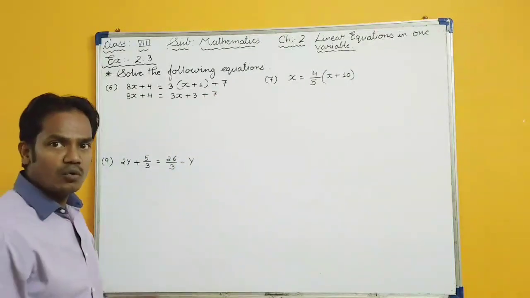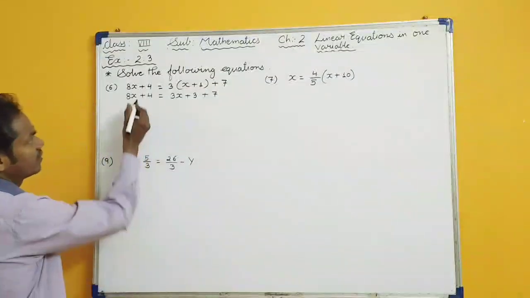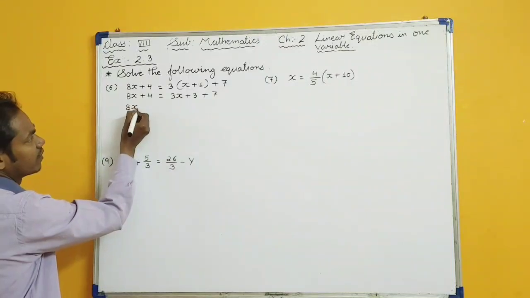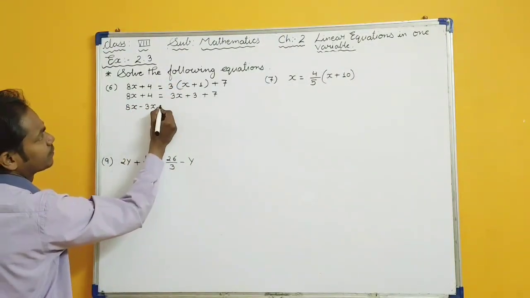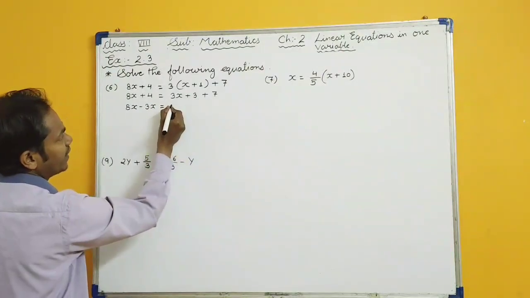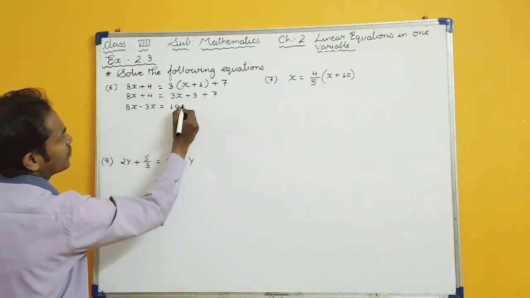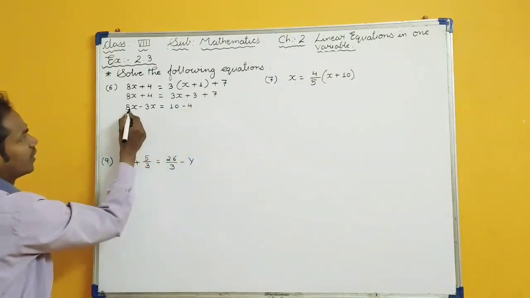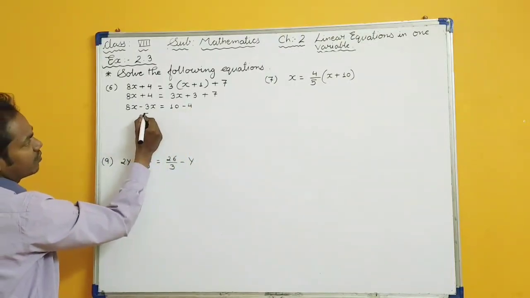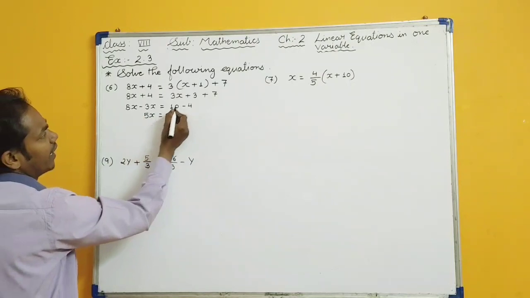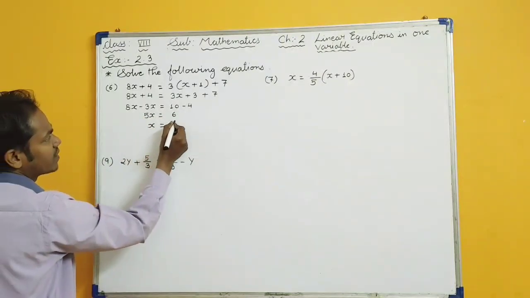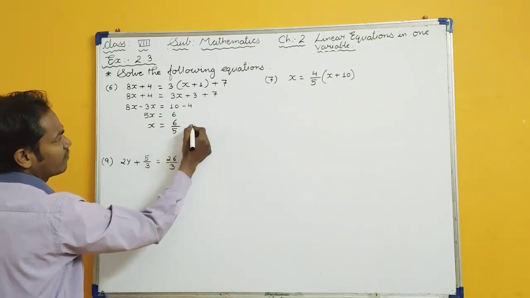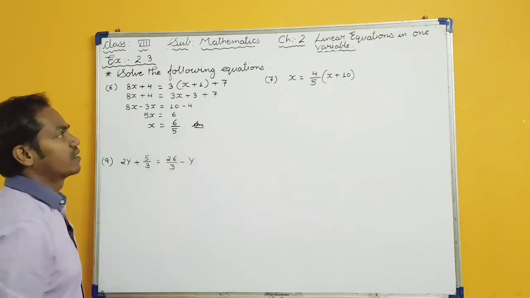Same as I told you, shift all the variable to the one side. This is your 8x, and this 3x I will shift. This will become minus 3x. 3 plus 7, 10, and this 4 I will shift here. It will become minus 4. 8x minus 3x is equal to 5x, and 10 minus 4 is equal to 6. So x is equal to 6 upon 5, your answer.